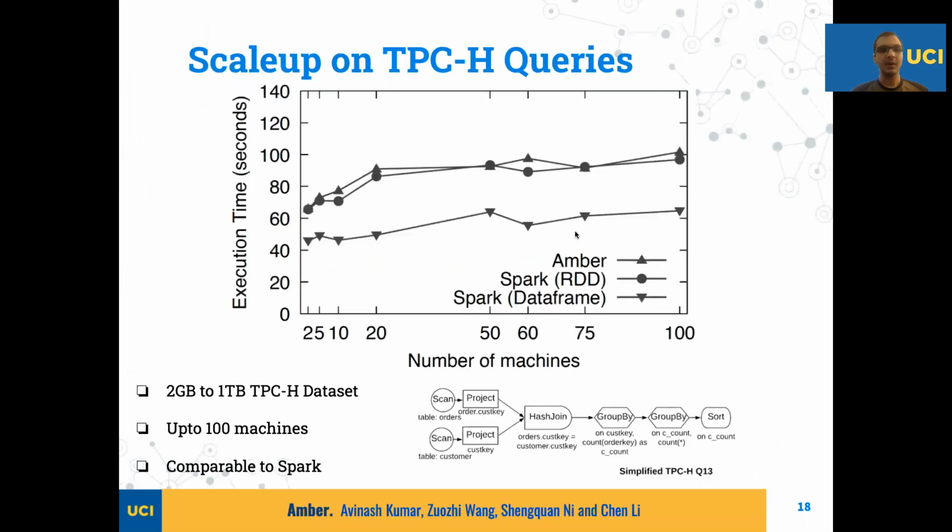We scaled Amber up to 100 machines and 1 terabyte of data and ran workflows containing expensive operators like join. We ran the same workflows on Spark. The performance of Amber was found to be almost similar to Spark's RDD API and quite comparable to Spark's newer DataFrame API.